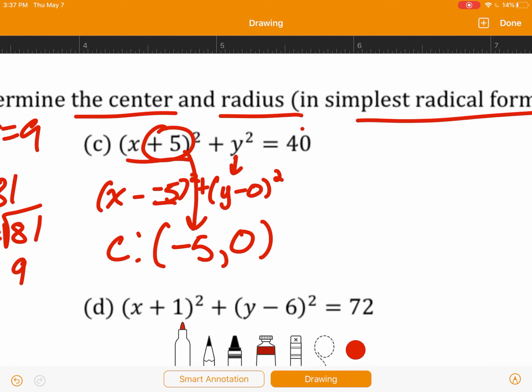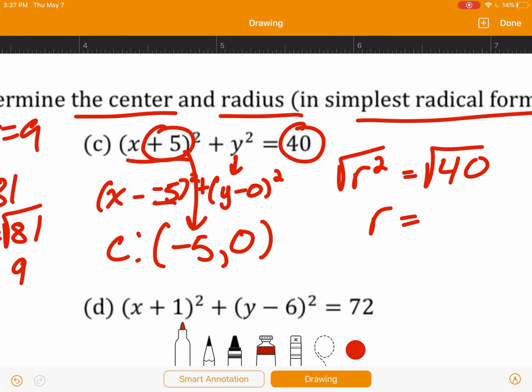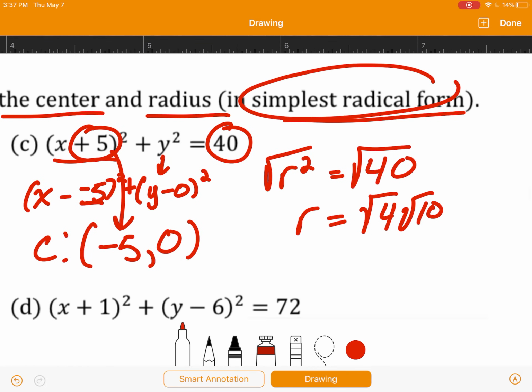And then, again, this part is going to be r squared. So that means that we're going to have to take the square root of both. And the square root of 40 can be split into the square root of 4 and 10. And we're doing this because it asked us to. And that's going to be 2 times the square root of 10.